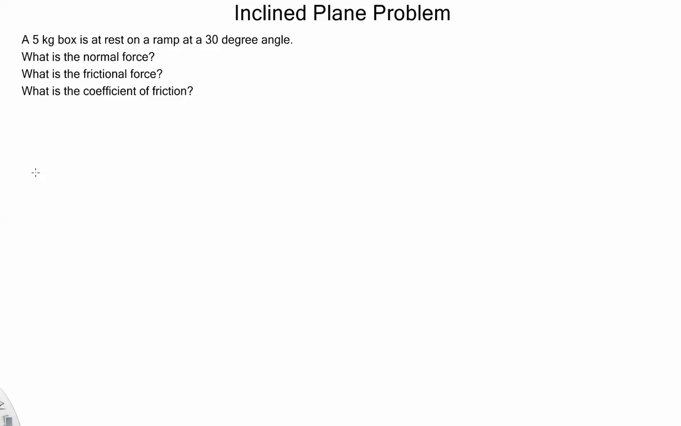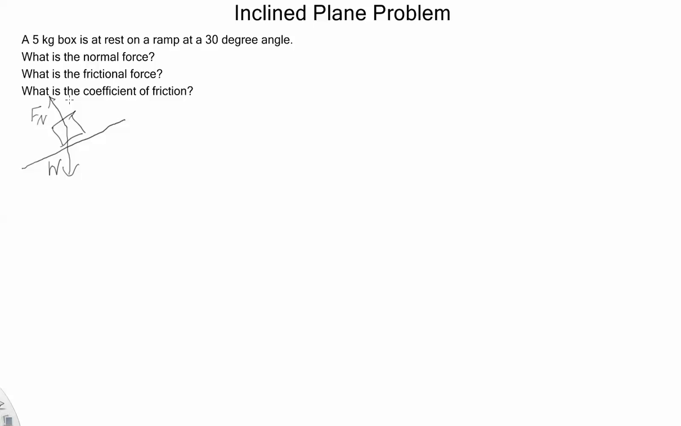So first thing we want to do is draw a free body diagram. So we have a box, it's on a ramp, and we have force of gravity pulling down on it, going straight down from the center. I'll also just label that as weight. And then I have the normal force, which is going perpendicular to the ramp, to the inclined plane.